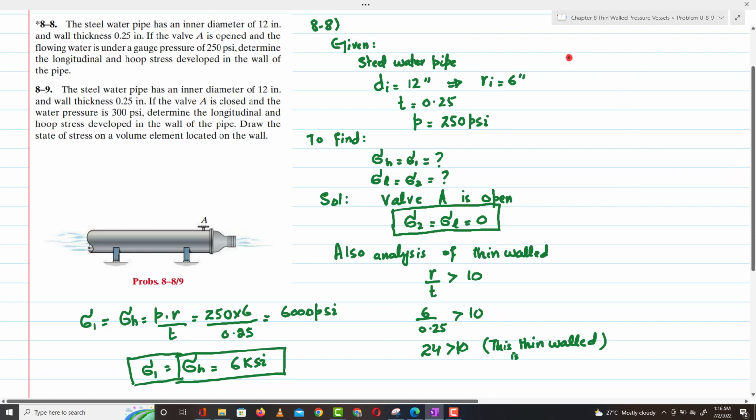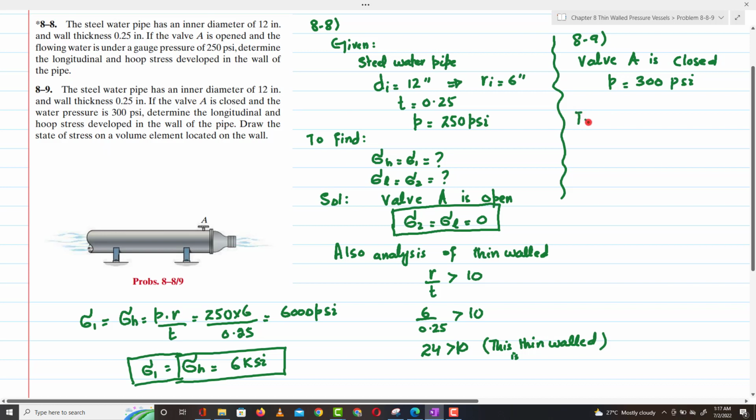Now we move toward problem 8-9. In problem 8-9, the data is same. Inner diameter is 12 inch, wall thickness is 0.25 inch. Now it is given that wall A is closed and the water pressure is 300 psi. So P is equal to 300 psi. So you have to determine the longitudinal and hoop stress developed in the pipe.